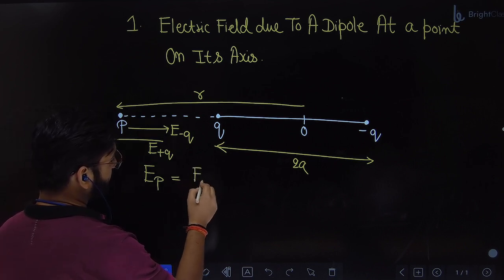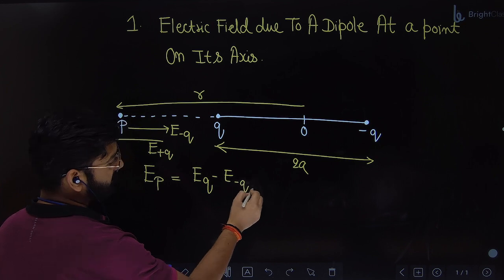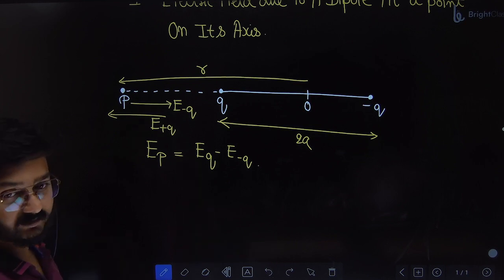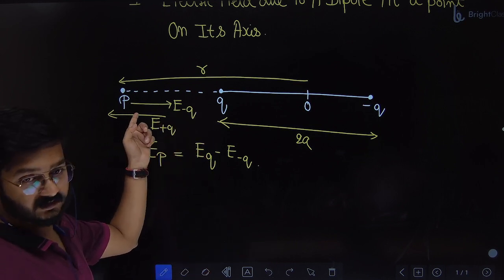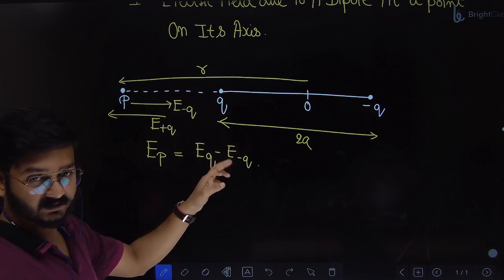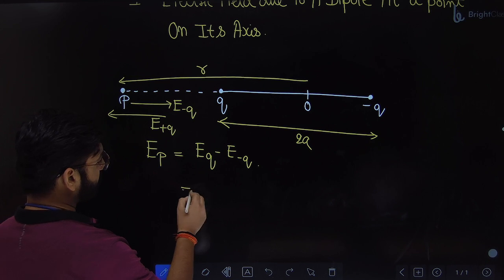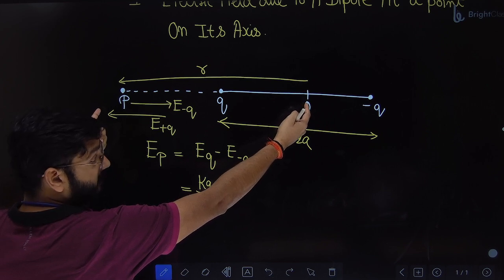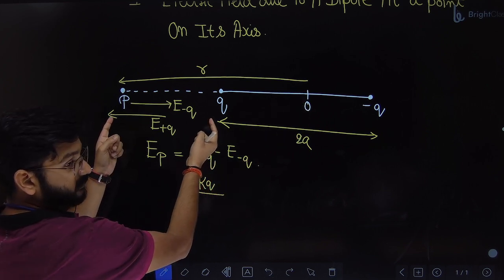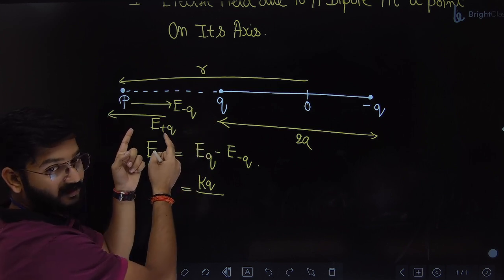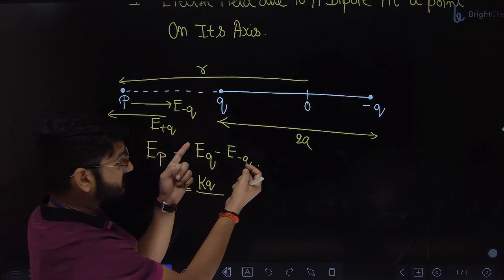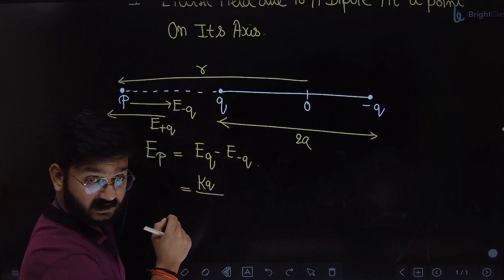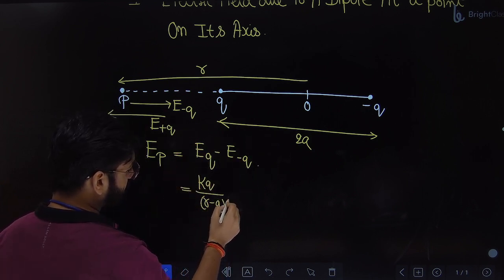So what will I write? E of Q minus E of minus Q. Which one will have higher magnitude, E of Q or E of minus Q? E of Q, because it is closer. Less distance, more magnitude. That's why I did this; otherwise, you can do it the other way. So KQ, what is the distance? Total is r. So what will be this distance? This much. It is r minus a, because this much is a, this much is a, and the total is r. I want this much. So it will be r minus a, whole square.